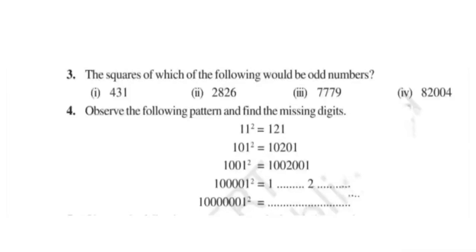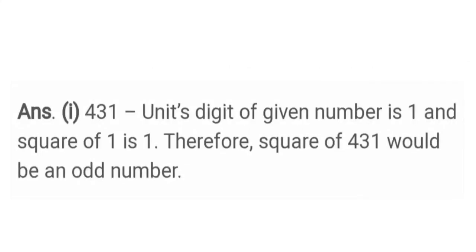Now scholars, see the question number 3. The squares of which of the following would be odd numbers? So first, the square of an odd number is odd and the square of an even number is even. See the first one, 431. Here the ones place is 1. Now find the square of 1. It will come 1 again, and 1 is an odd number. It means the square of 431 will also be an odd number.